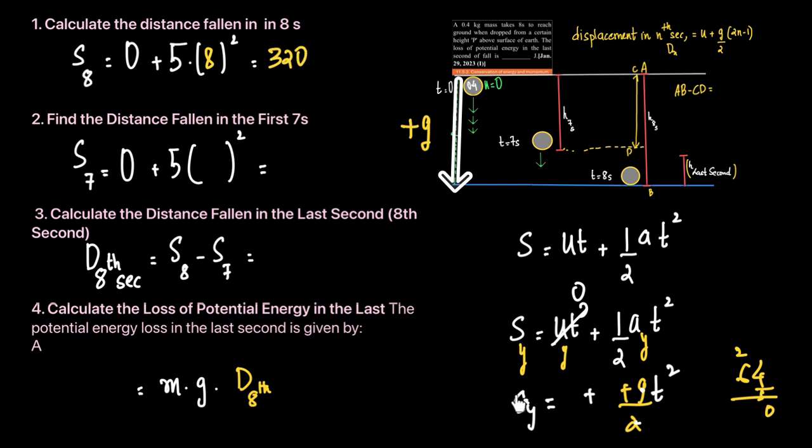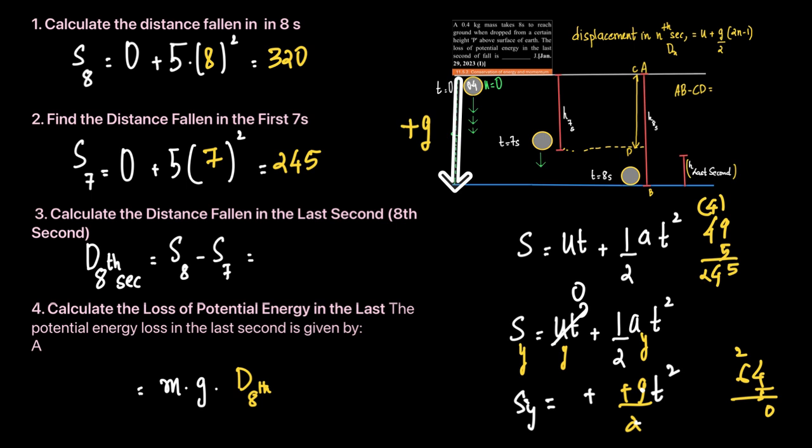And what is S7? S7 will be the distance fallen in the first 7 seconds, which will be equal to 0 plus g by 2, which is 5, into 7 square. 7 square is 49. So we have 49 into 5, which is 245, right?